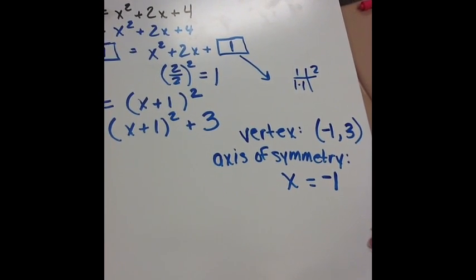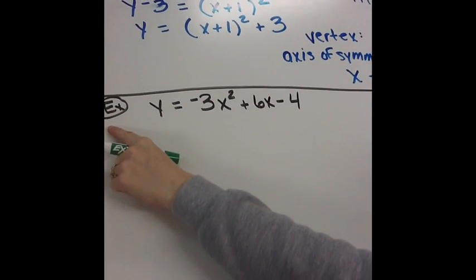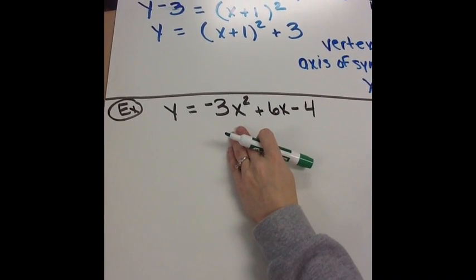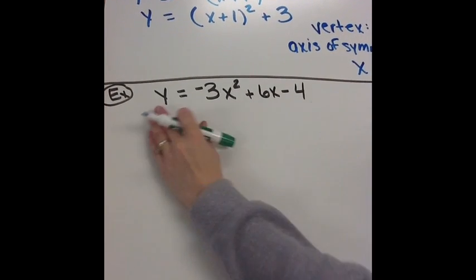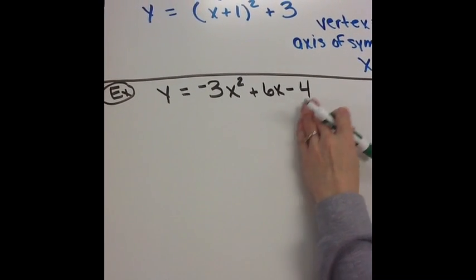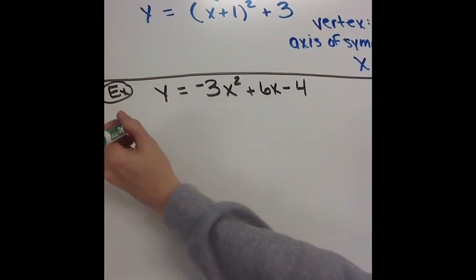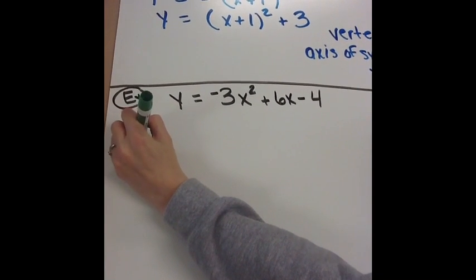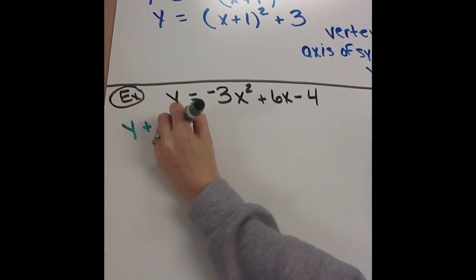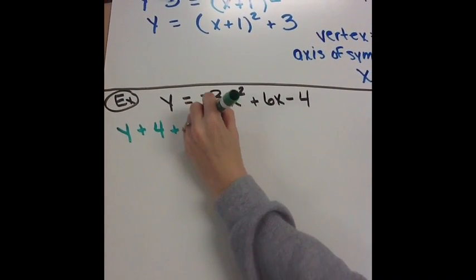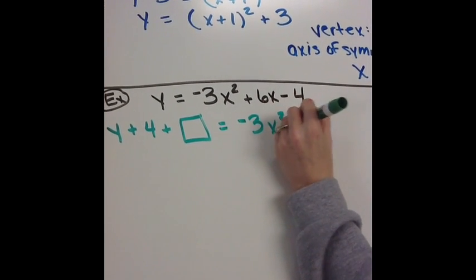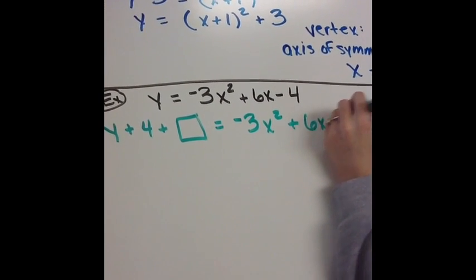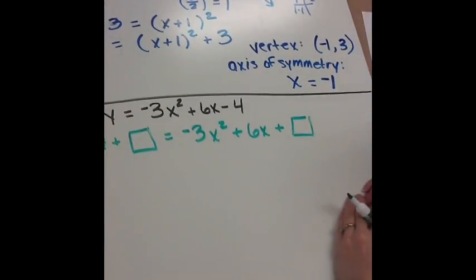All right, our next equation is a little bit tougher, so you've got to make sure you pay attention to all your details. So we're going to go through this. I already have it as y equals. The first step is we have to move our constant over, so we're going to write y plus 4. And again, we're going to leave an empty spot, equals negative 3x squared plus 6x, plus an empty spot.